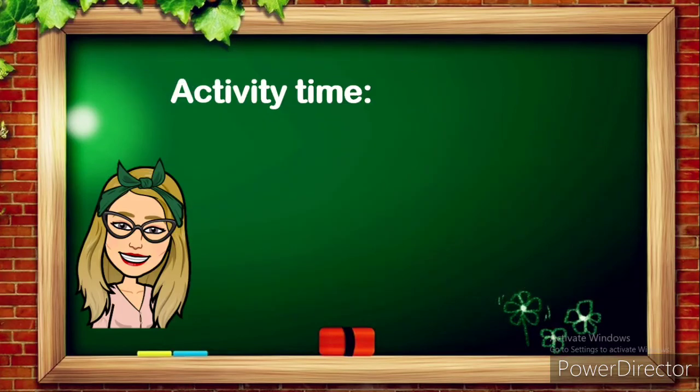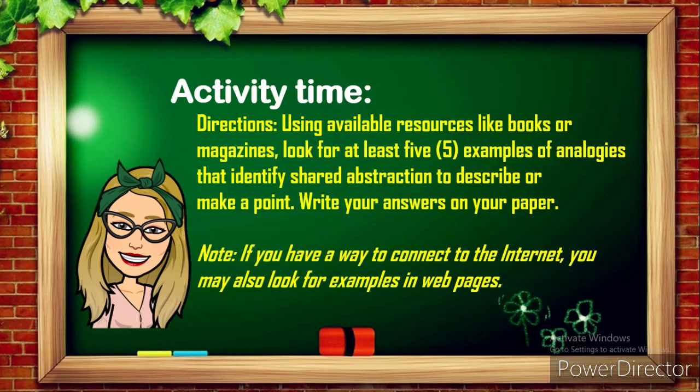Alright, I think you are now ready for our activity. Using available resources like books or magazines, look for at least 5 examples of analogies that identify shared abstraction to describe or make a point. Write your answers on your paper. Note, if you have a way to connect to the internet, you may also look for examples in web pages.